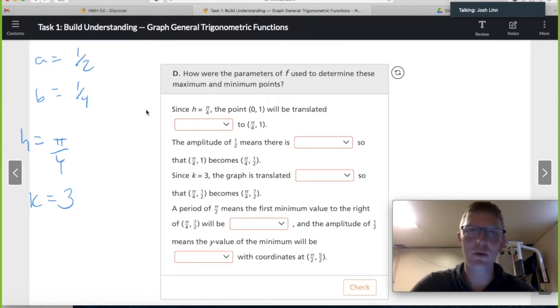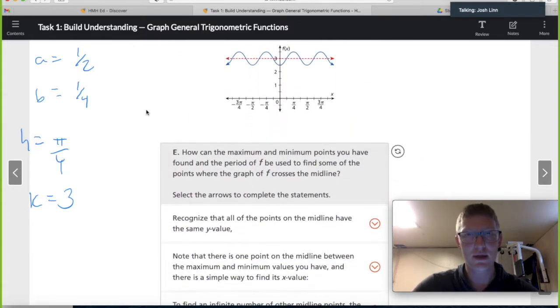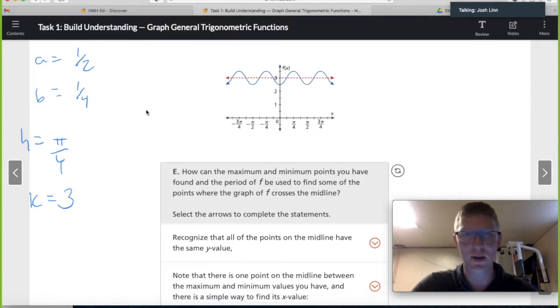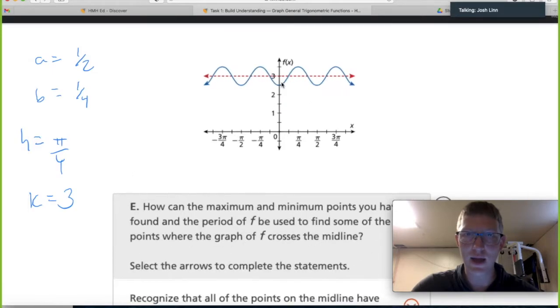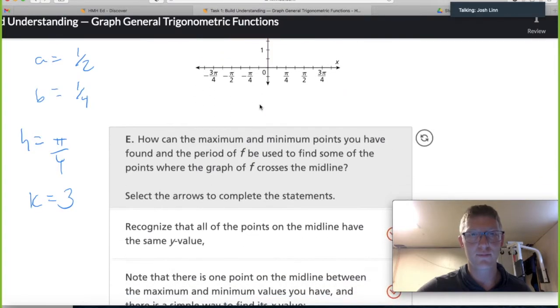How are the parameters of f used to determine the maximum and minimum points? We just talked over all of that. I'm not going to go through that again. Here's our graph. Yay! Again, here we've got a midline at 3, and then we only have 1/2 of the amplitude, so check the scale. And it is a cosine, but shifted to the right. There's your graph.